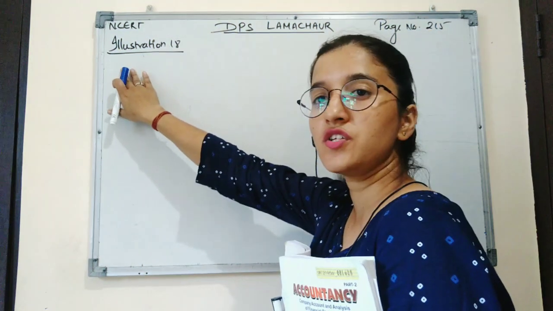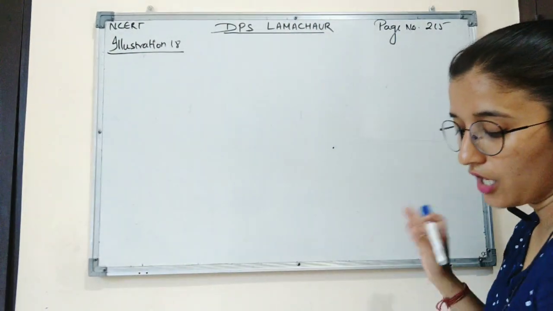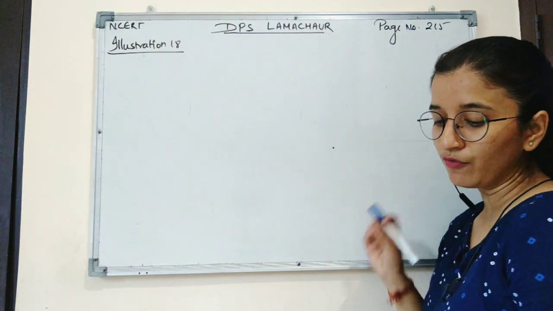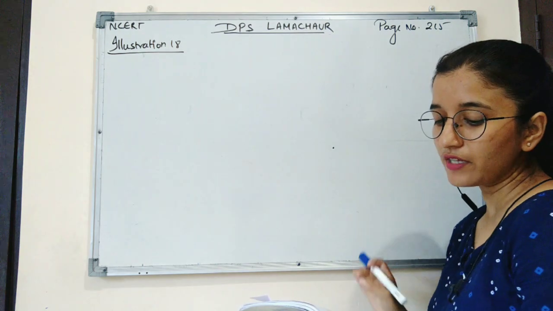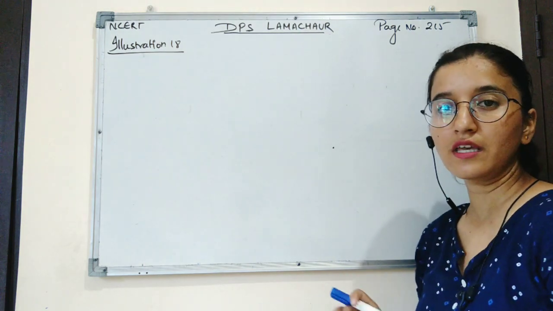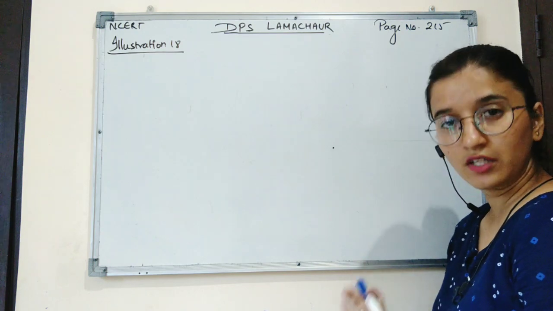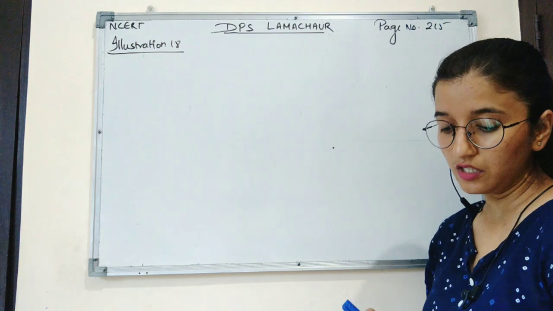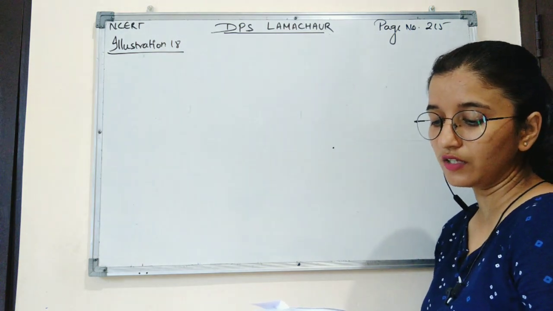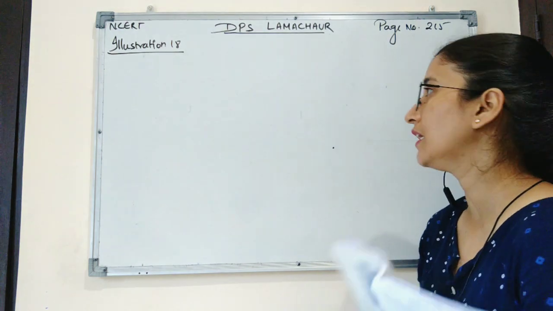So this is illustration 18 of NCERT, page number 215. Now according to the question, from the following information, calculate the net asset turnover ratio, fixed asset turnover ratio and working capital turnover ratio. So there is a balance sheet given in the question, and at the end it is given revenue from operations for the year 2016 to 2017 was 30 lakhs. That means the net revenue from operations is 30 lakhs.